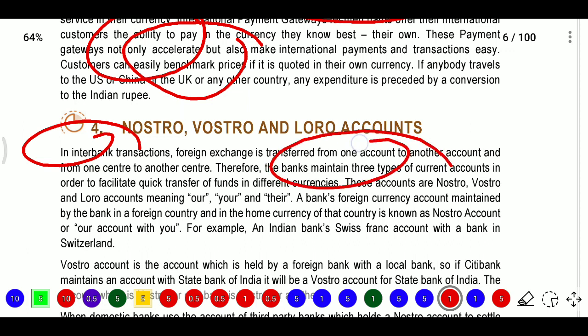So these banks maintain three types of current accounts. Why? In order to facilitate quick transfer of funds in different currencies. If you are using different currencies, the banks will use different currencies, so for the purpose of quick transfer they maintain three types of current accounts: one is the Nostro account, one is the Vostro account, and one is the Loro account.